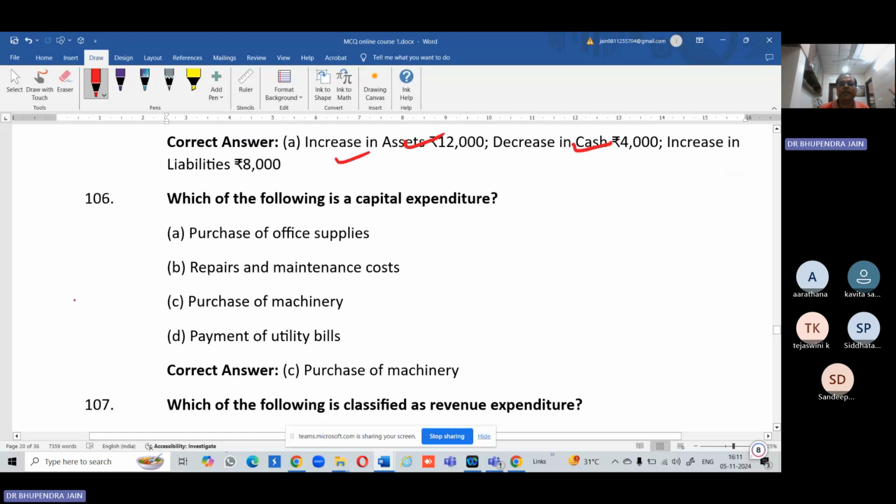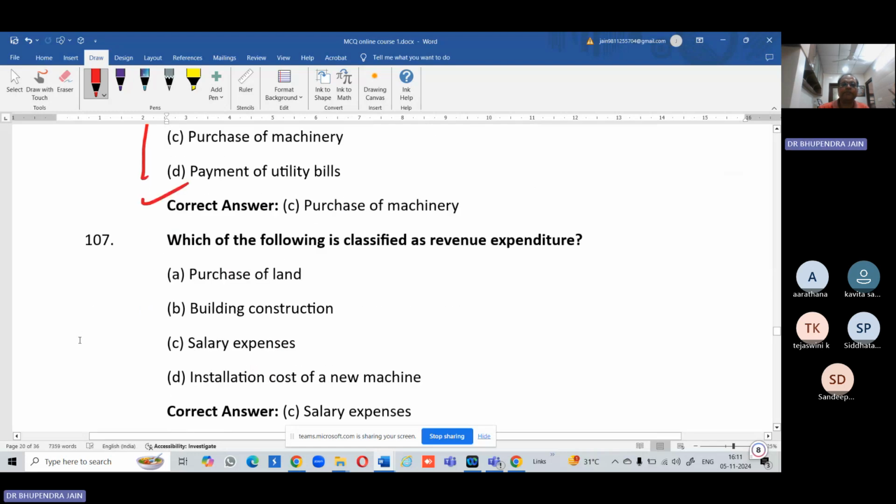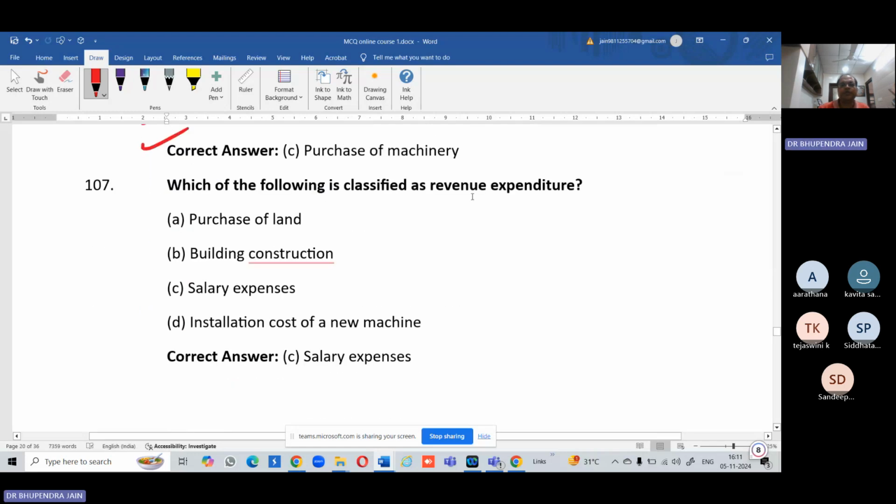Which of the following is the capital expenditure? Yes, repeat question. Purchase of this. Which of the following is classified as revenue expenditure? This is also repeated. Purchase of land, capital. Construction of building, capital. Installation of new machinery, capital. But the salary is the revenue.